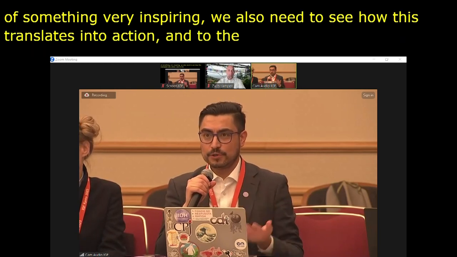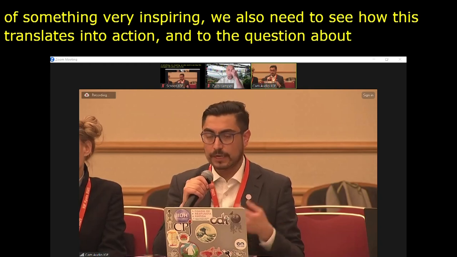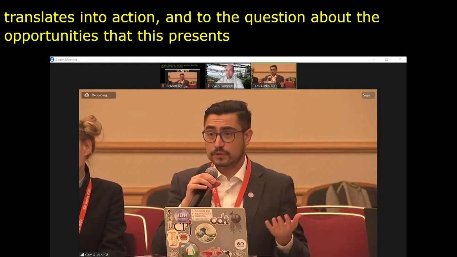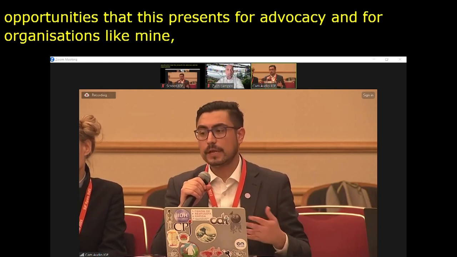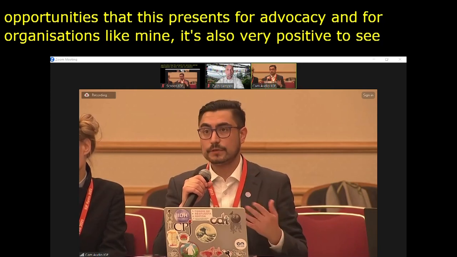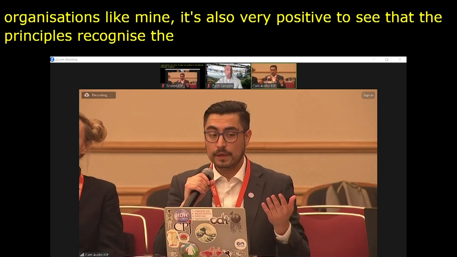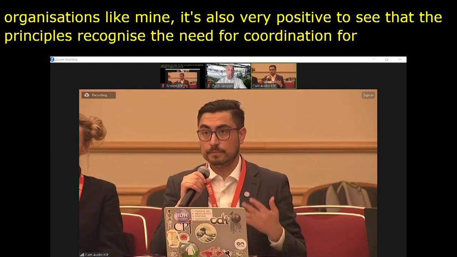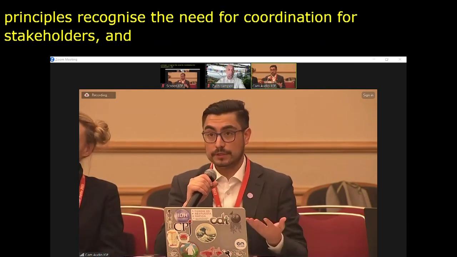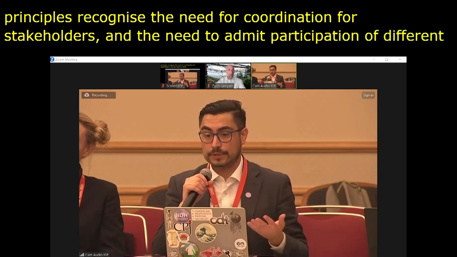the opportunities that this presents for advocacy for organizations like mine, it's also very positive to see that the principles recognize the need for coordination with stakeholders, the participation of different people and different stakeholders, and recognition of human rights in issues such as technological development.